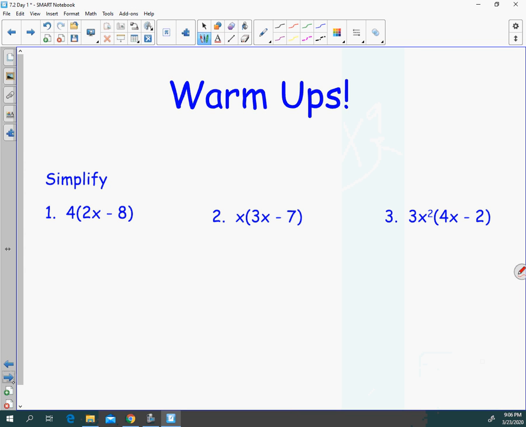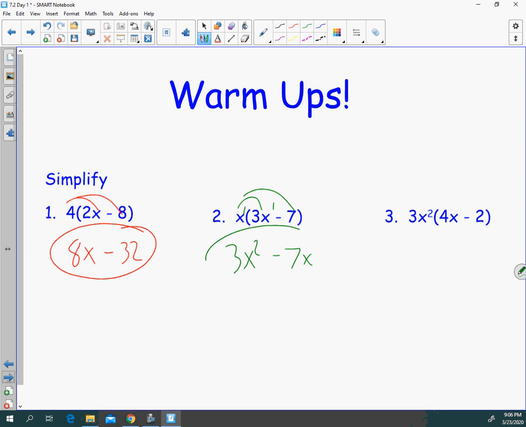Remember the distributive property? Of course you do. 4 times 2x is 8x. 4 times negative 8 is negative 32. That's done. I don't have negative 24x or whatever. They're different things, so I can't combine them, all right? Number 2, 3x squared. Why? Because x times x is x squared. Over here I have minus 7x. Okay? I'm done.